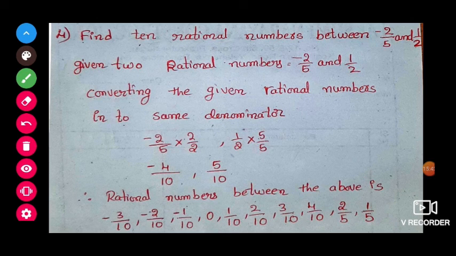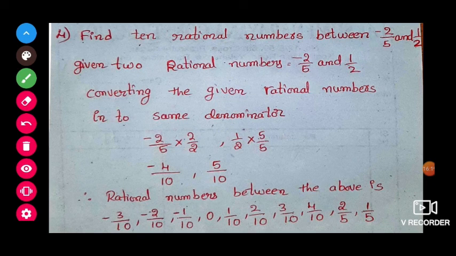So first rational number multiply with the second rational number's denominator, minus 2 by 5 into 2 by 2. We will get minus 4 by 10. Now 1 by 2 into 5 by 5, the first rational number's denominator. Now we will get 5 by 10. Now we have the same denominator, and the numerators if we take, children, minus 4 and 5. So how many numbers are there between minus 4 and 5? That is minus 3 by 10, minus 2 by 10, minus 1 by 10, 0, 1 by 10, 2 by 10, 3 by 10, 4 by 10, 4 by 10 is the last.